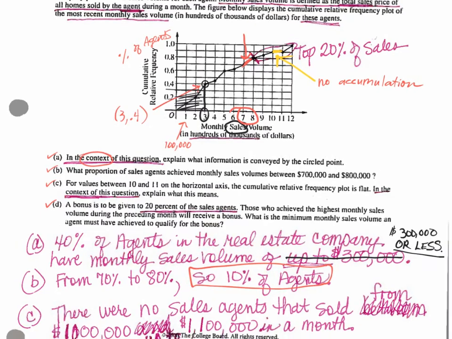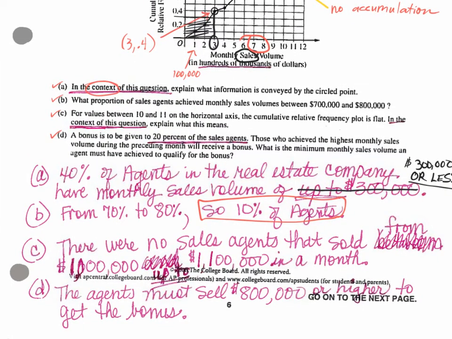Okay, and then part D, I think I gave more information than needed. Now, it specifically said what is the minimum monthly sales volume in order to be in the top 20%. And that is just the number 800,000. But if this question had said how much sales do you need to sell to be in the 20%? If it just said how many sales or how much sales, then you would say 800,000 or more. But it did ask specifically for that minimum amount. So just saying 800,000 would get you there.